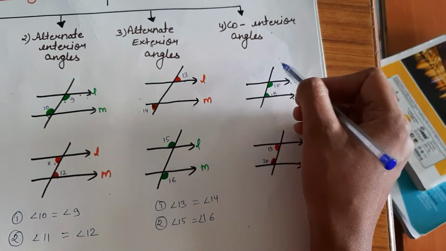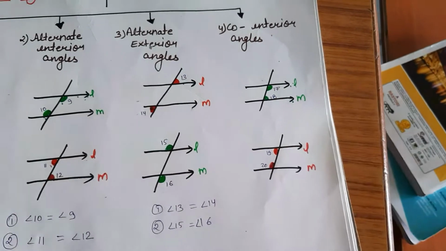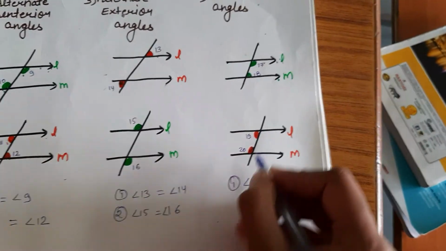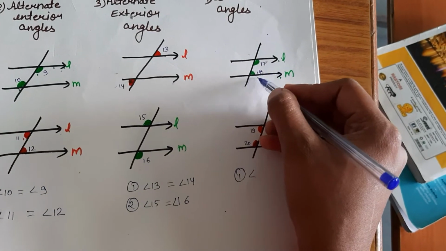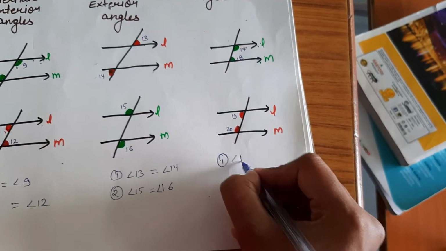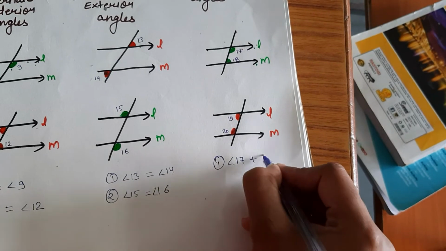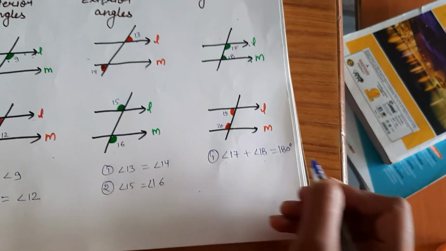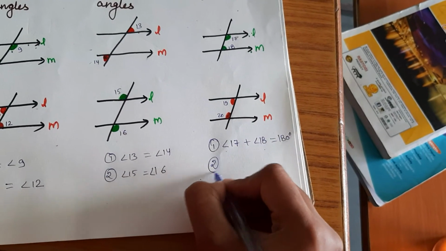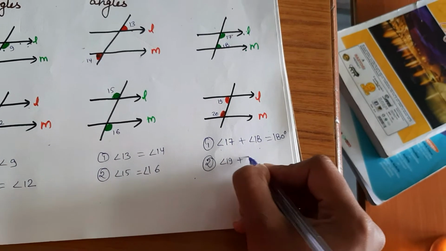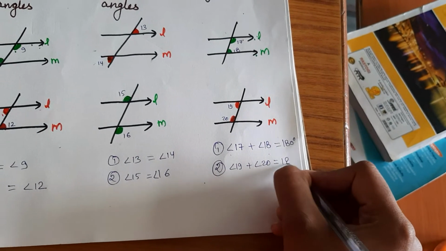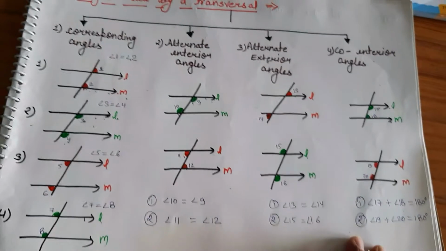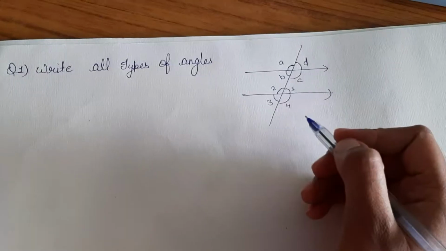But in co-interior angles are not equal. The rule for the co-interior angle is, if the angles are on the same side, in the interior, their sum should be 180 degrees. Second one, angle 19 plus angle 20, their sum should be 180 degrees. Understood now?